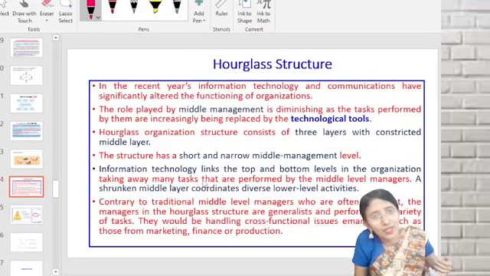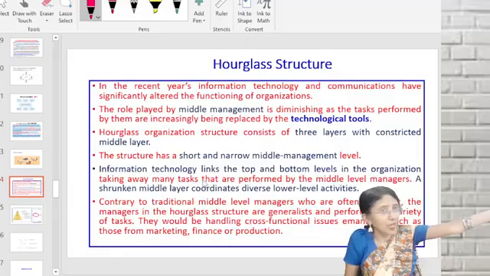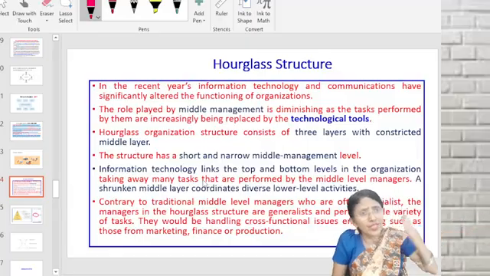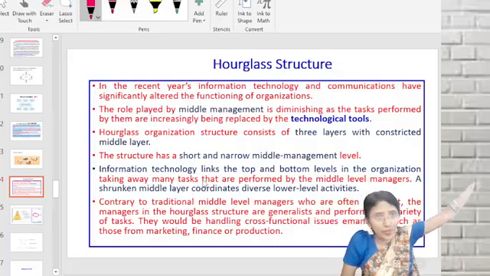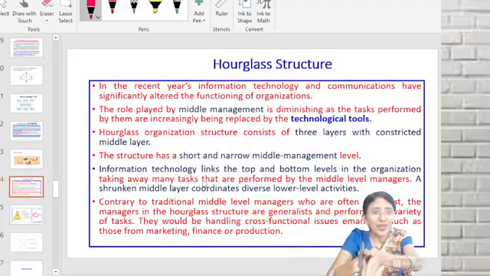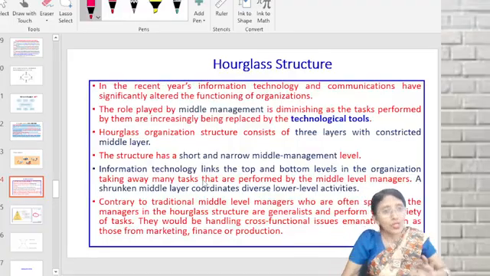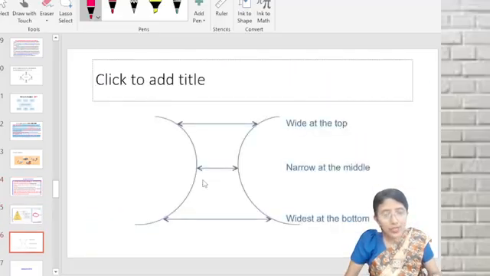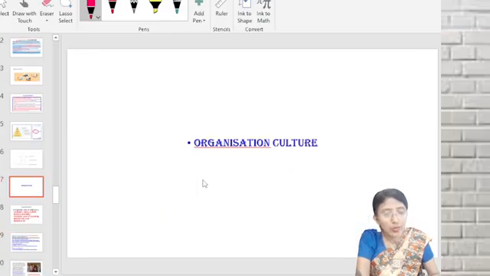Because you have technology. Ma'am, why is the middle or intermediate level coming down? Because you have technology to facilitate their task. Top people, the planners, have to do it. Executors have to do it. Technology has reduced the role of intermediary level personnel. Am I clear, my dear students? In a very simple way: narrow at the middle, wide at the top, widest at the bottom.